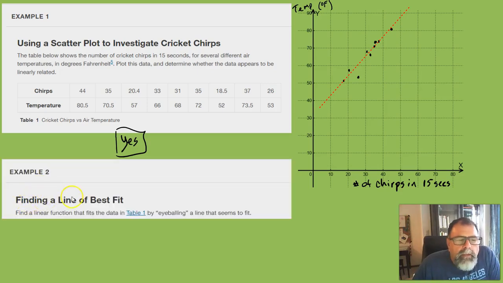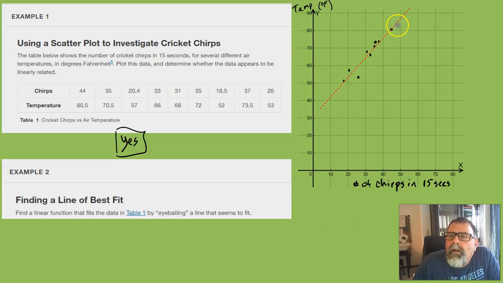Example 2, finding a line of best fit. Find a linear function that fits the data in table 1 by eyeballing a line that seems to fit. So basically what I was just saying. You can kind of eyeball it and say, all right, that looks linear. Let me move this line around and see if it will still let me click it. Probably not.